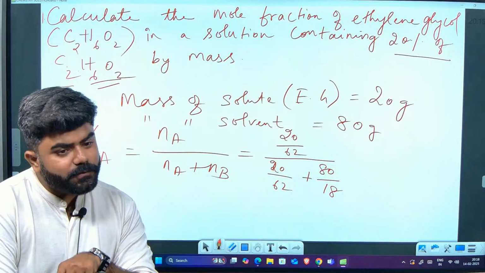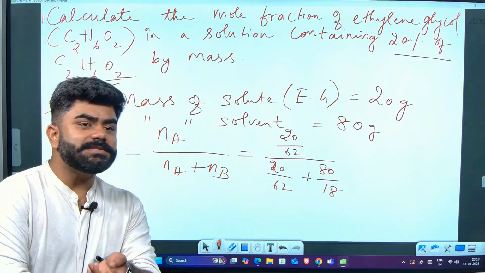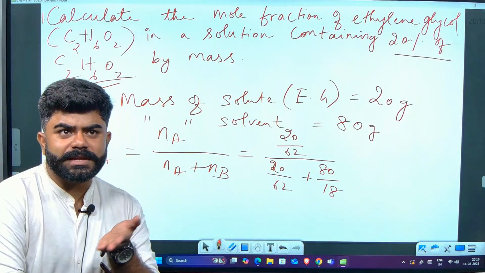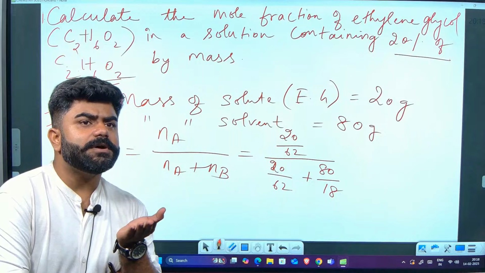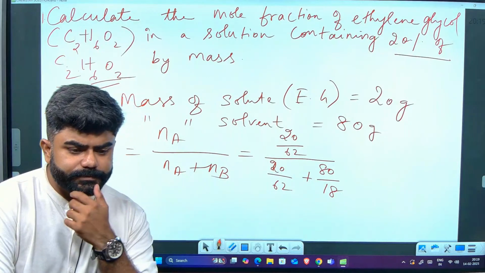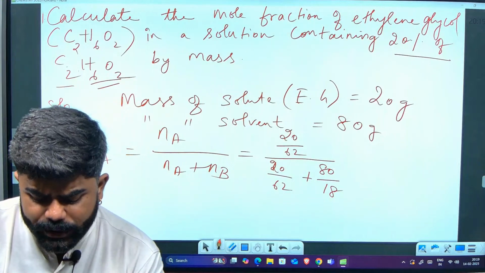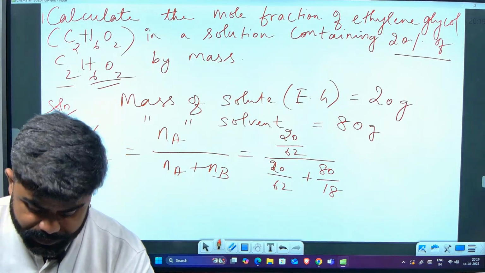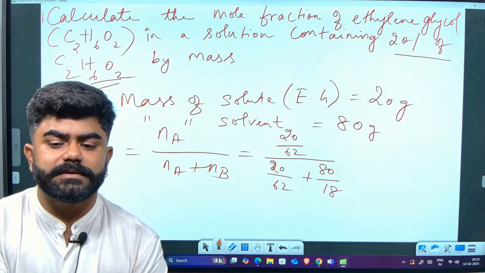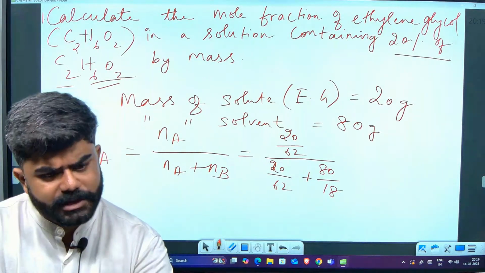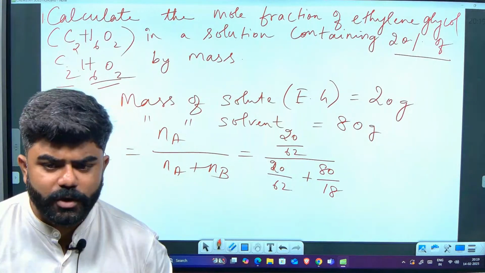Now if we want the mole fraction of water, what can we do? 1 minus this value. What do you get? 1 minus 0.068. What do you get? 0.932. Yes, exactly, 1 minus this value. That's all. Correct? Shall we go to the next question?